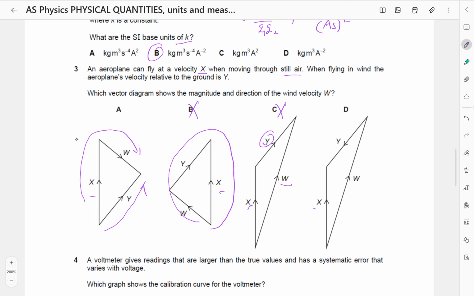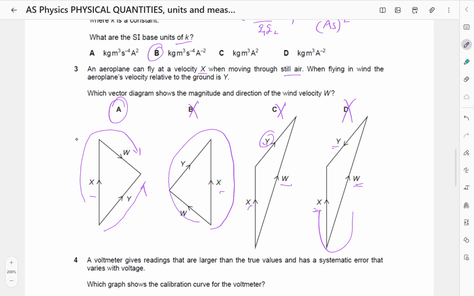So x and y are not joined head to tail. Automatically, x and y here are also not joined head to tail. This one is also showing x plus negative y is equal to w. So here x and y are not joined in a correct way. They are not joined head to tail. So this one is wrong.